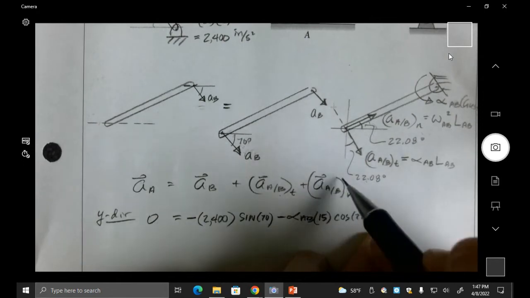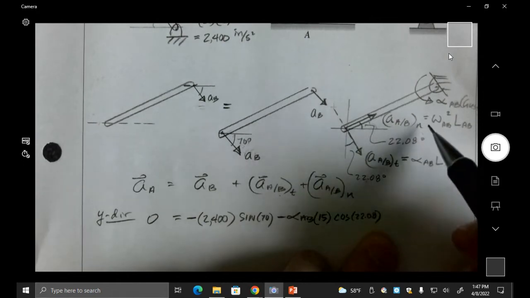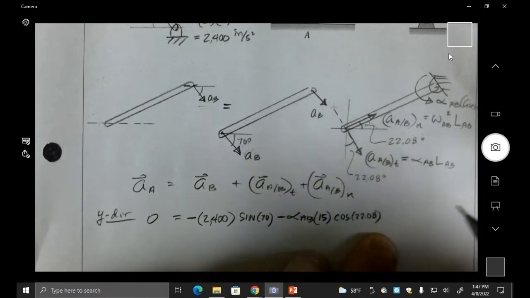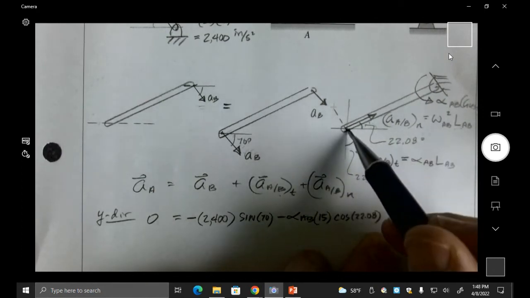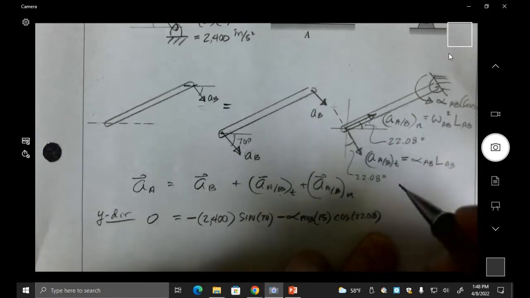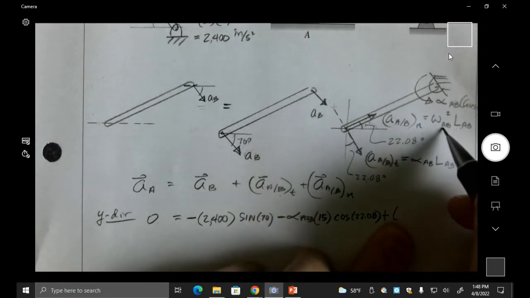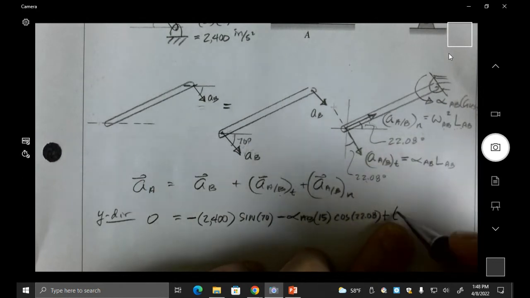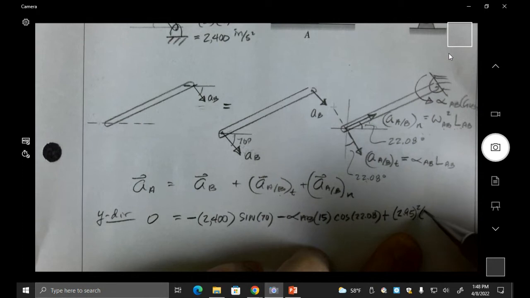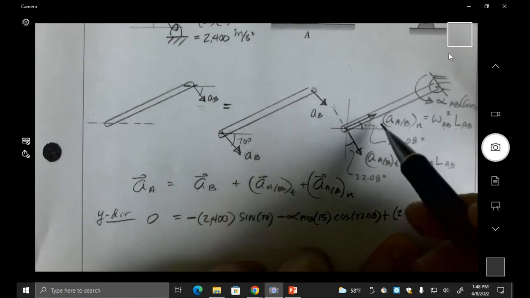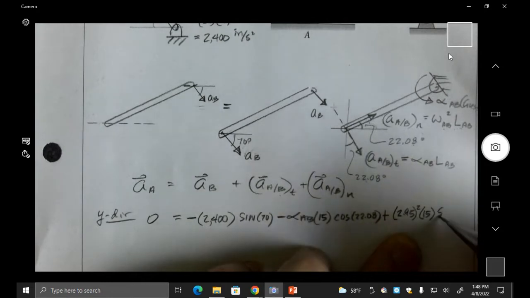And then lastly, we go to the normal acceleration, and we're actually going to be able to find this value. We'll see here that this is definitely positive, and it's going to be that omega AB, which was given to us as 2.95, squared, times that length, and then don't forget to take the sine of 22.